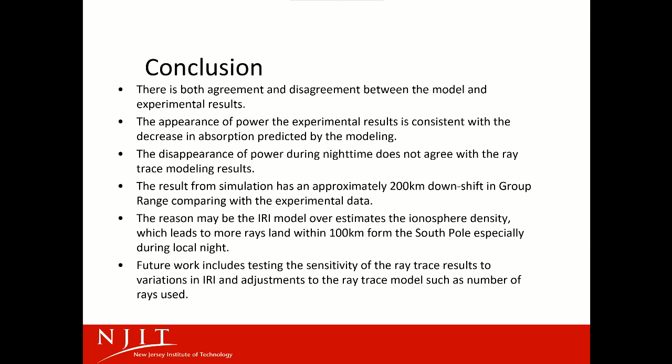The reason, as I mentioned, is just maybe that the IRI model overestimates the ionosphere density, which leads to more rays within the 100 kilometer zone from the South Pole, especially during the local night.